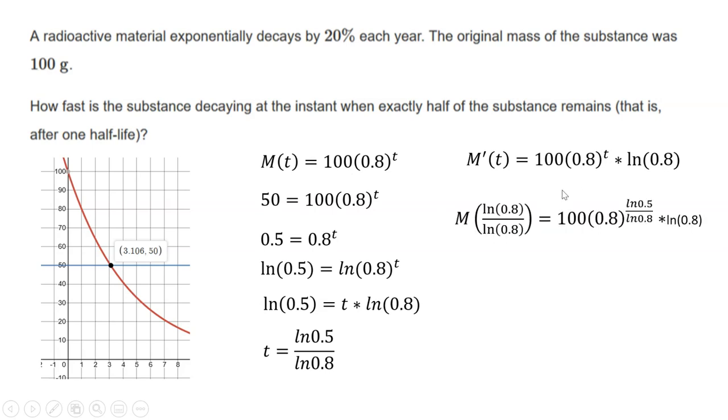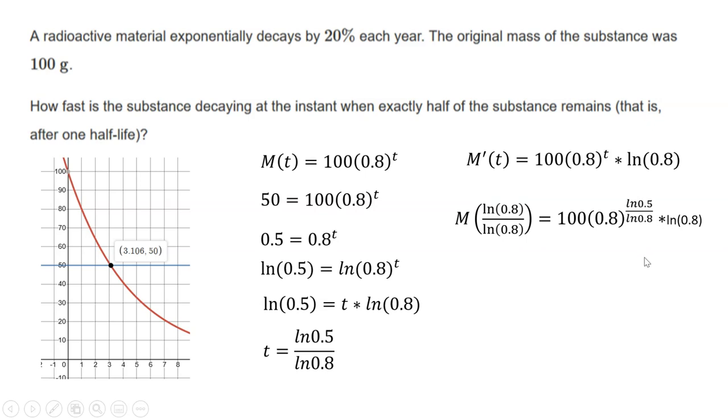And what I'm going to do is put in that time that we said we wanted to find the rate of change of this substance at. Now, I didn't put it in because I want to be as precise as possible. I didn't actually work out what the ln of 0.5 over the ln of 0.8 is. I'm just going to put that in the function as it is. So I'm going to put that in as my t value into the derivative function.